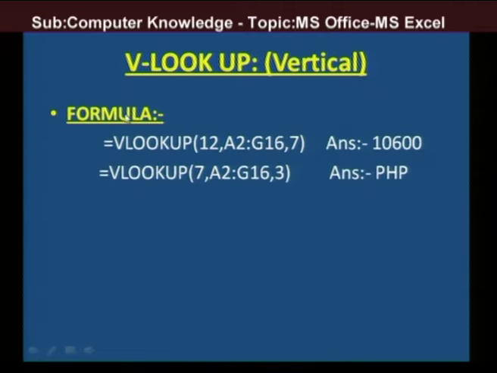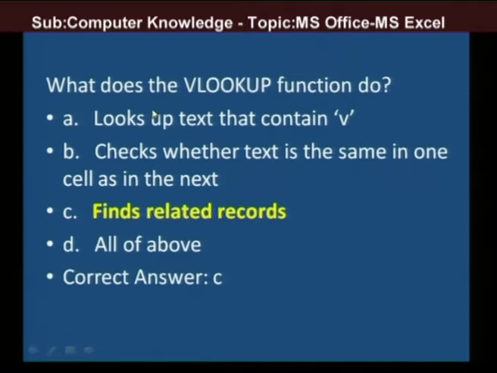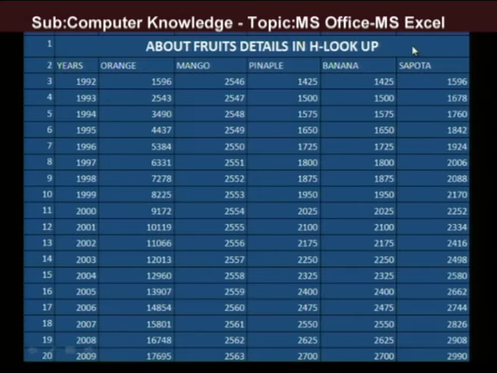VLOOKUP means shortcut key. What does the VLOOKUP function do? VLOOKUP function, what will it do? Find the related records in vertical way. Vertical searching options, we have to find out the options. Next HLOOKUP. HLOOKUP means horizontal calculations. Horizontally search the related data.